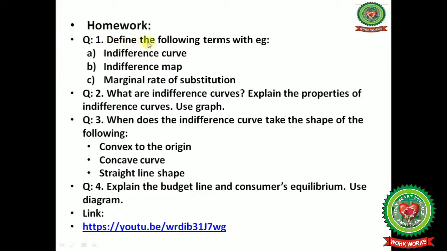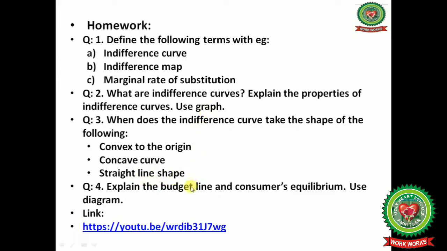Our first question is, define the following terms with examples. First term is indifference map, second is indifference curve and marginal rate of substitution. Second question is, what are indifference curves? Explain the properties of indifference curve and use graphs also. Second is, when does the indifference curve take the shape of the following? Convex to the origin, concave to the origin and straight line shape.